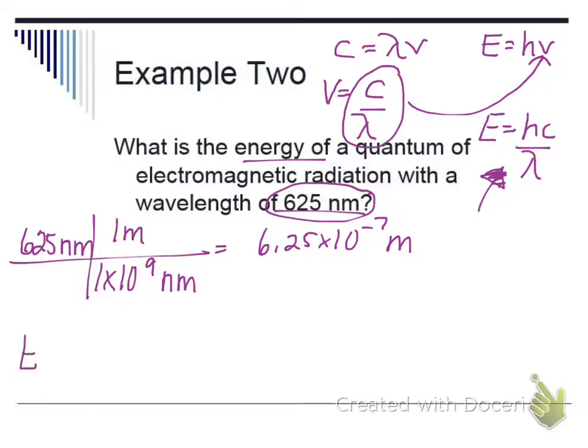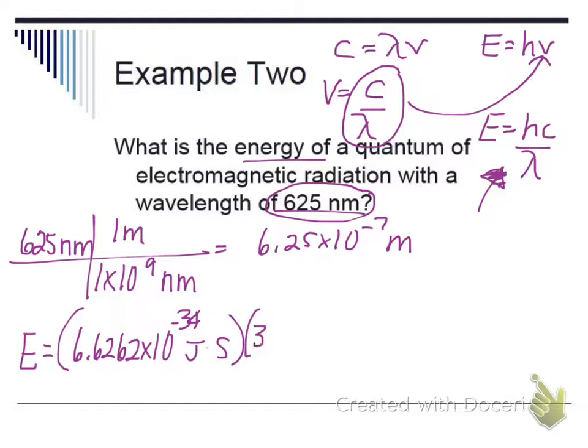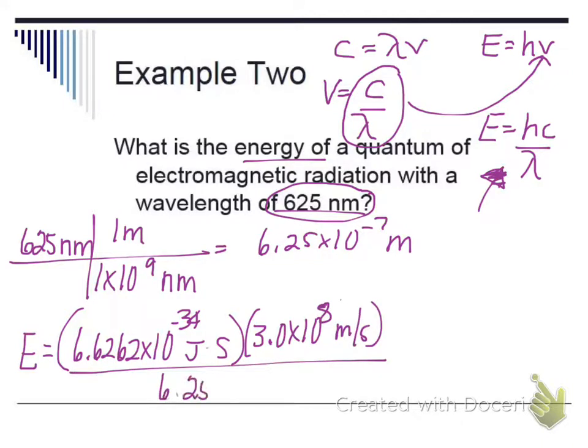So I'm going to say energy is equal to 6.6262 times 10 to the negative 34 joules times second. That's my h value. Plug in the speed of light, not negative, and divide by 6.25 times 10 to the negative 7 meters. Cancel out, cancel, cancel. So I'm going to have a unit of joules, so that's good. Everything canceled. So I'm going to plug that into my calculator.